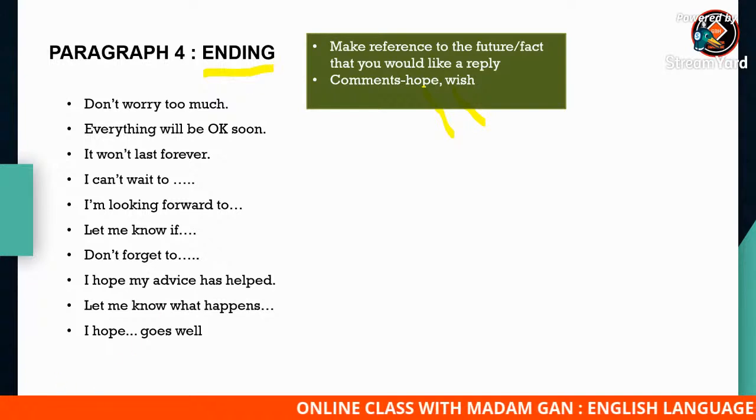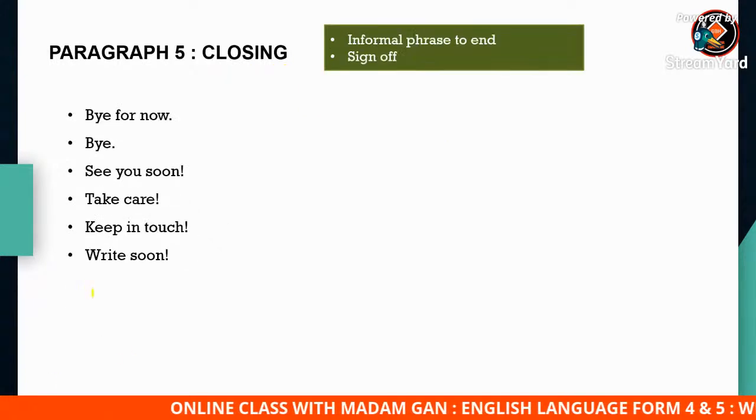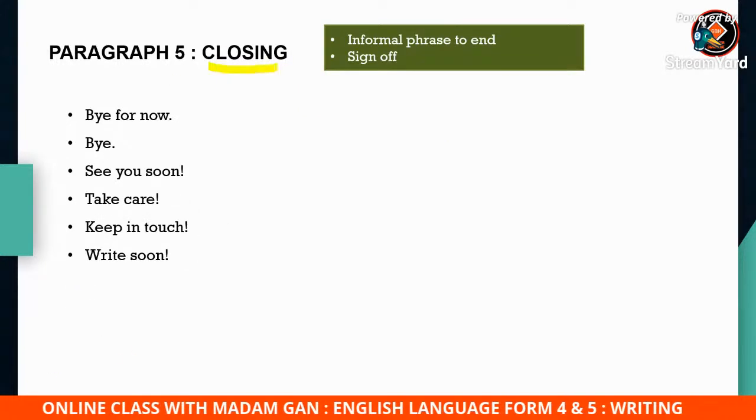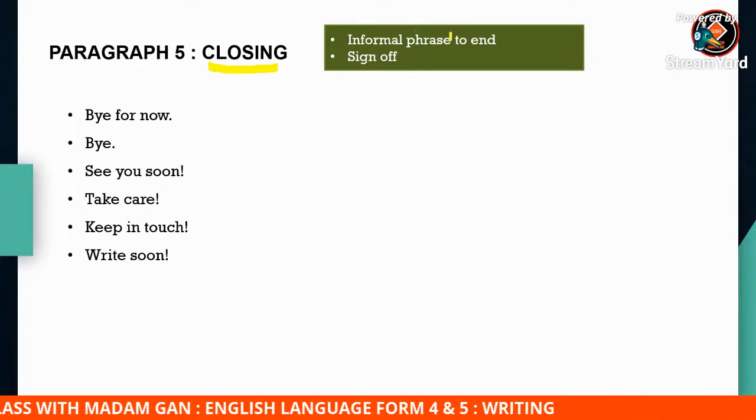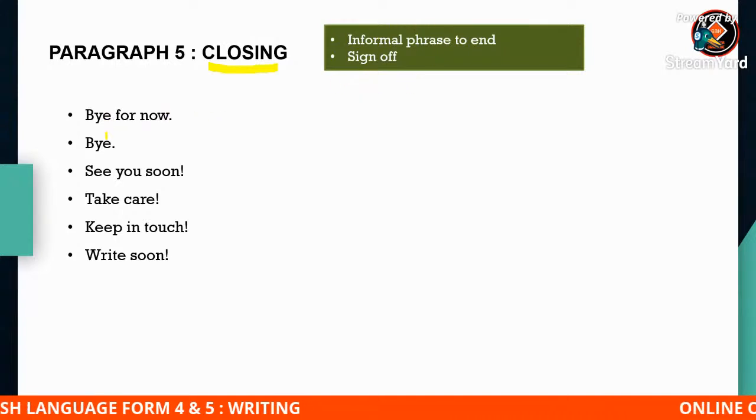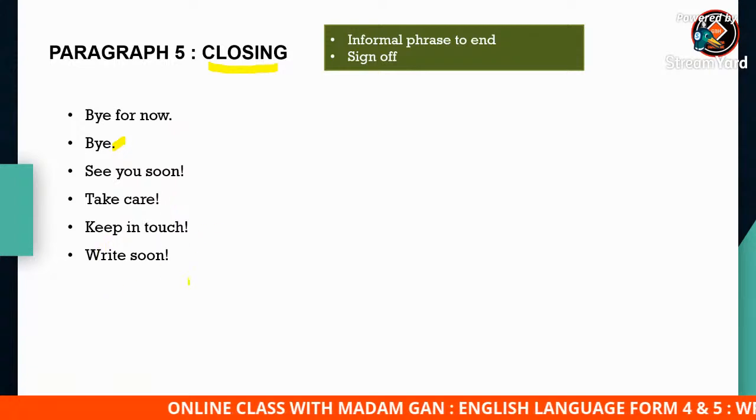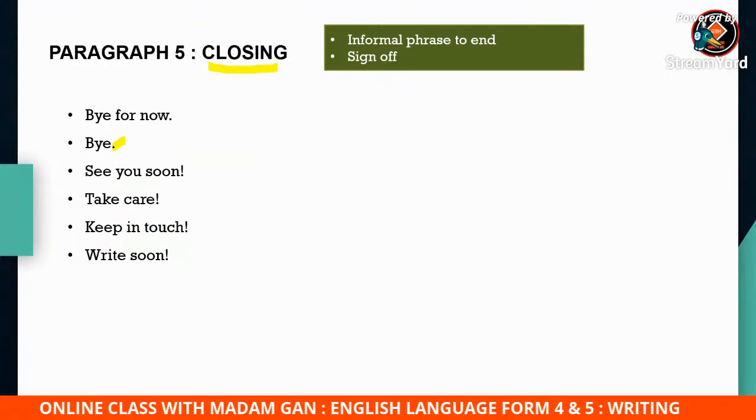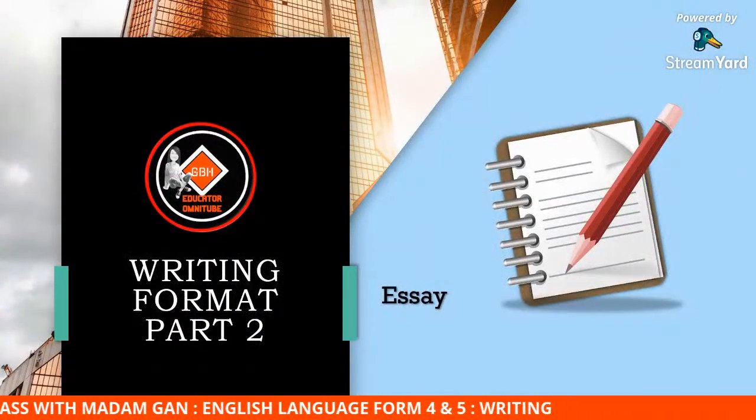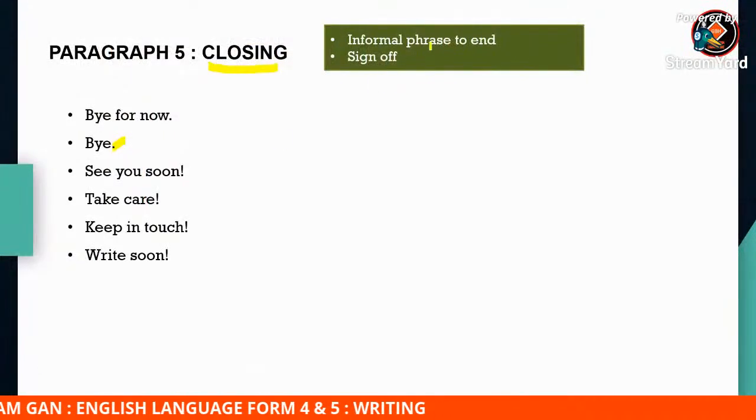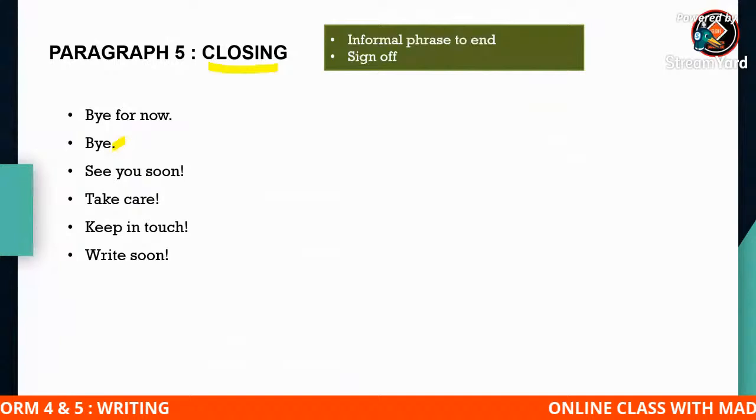Okay, and now we're going to move to the next one, which is the closing. Remember, use an informal phrase to end and then sign off. Okay, for example, the shortest will be bye. Second, you can write bye for now. See you soon. Take care. Keep in touch. Write soon. Okay, so you can sign off. Don't forget signing off. Signing off is just bye, and then you can write your name.